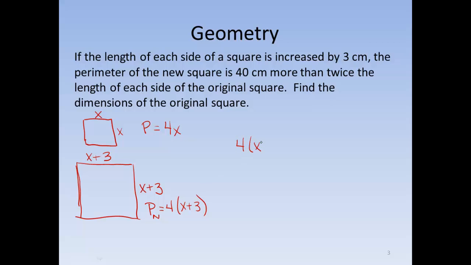So the perimeter of the new square is 40 more than twice the length of each side of the original. So here's the perimeter of the new square. 40 more than twice the length of the original. I have an equation now to solve.